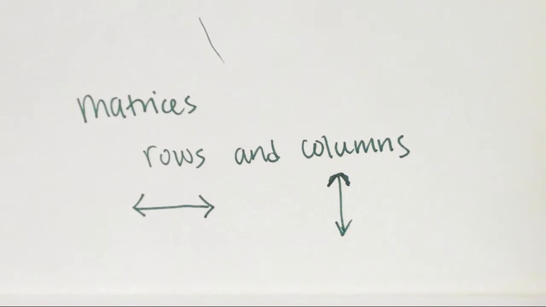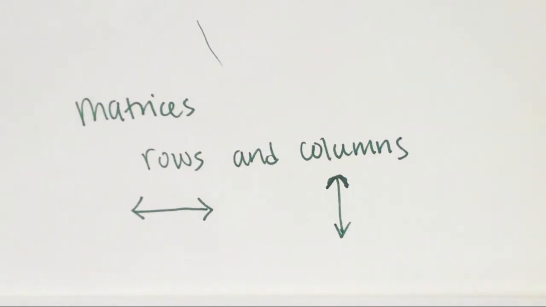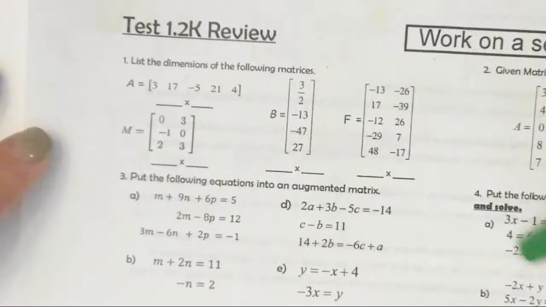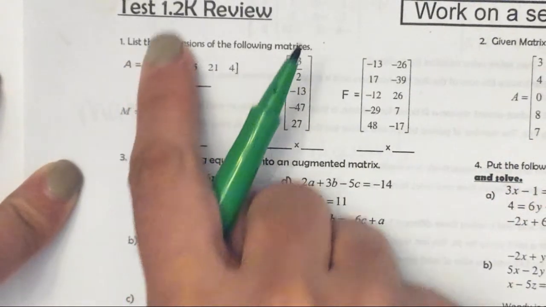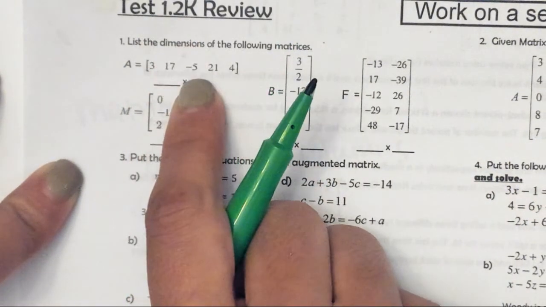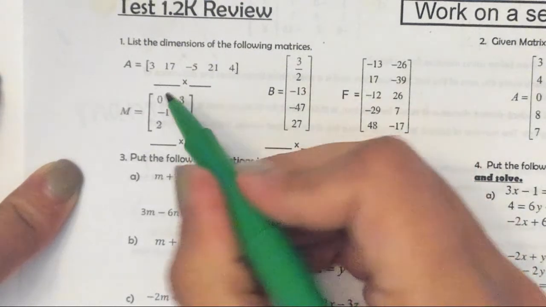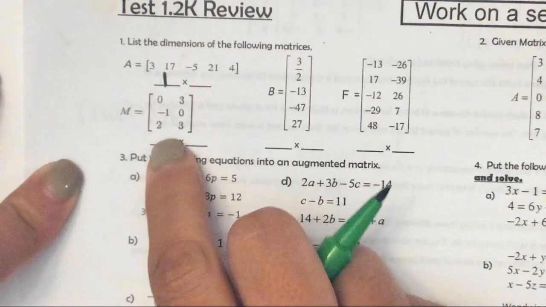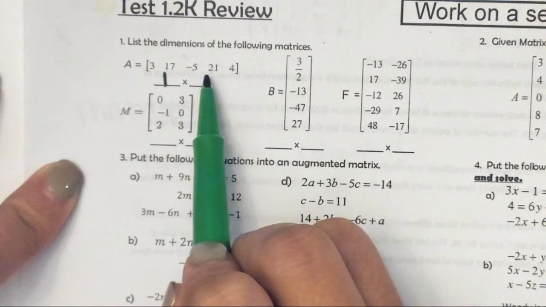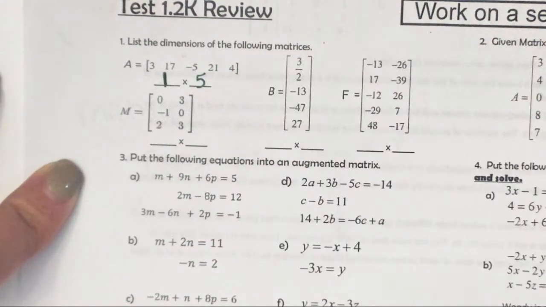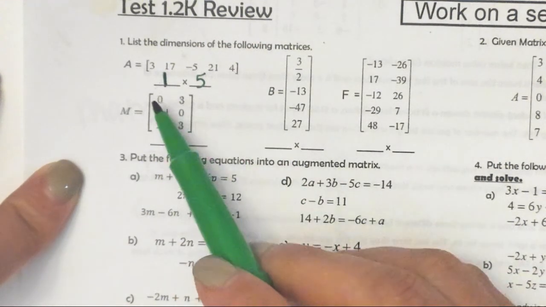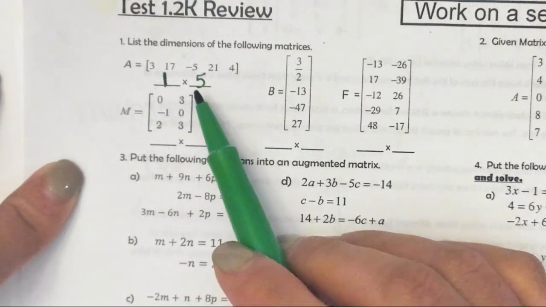How we do it is we look at the matrix and we write down the number of rows and the number of columns. So for the number 1 right here, it says A is 3, 17, negative 5, 21, and 4. So this is one row by how many columns? 1, 2, 3, 4, 5 columns. So it's a 1 by 5 matrix. Now I always tell my kids, don't multiply the numbers, like don't say the dimension is 5, because 1 times 5 is 5. You leave it 1 by 5. It's read 1 by 5.